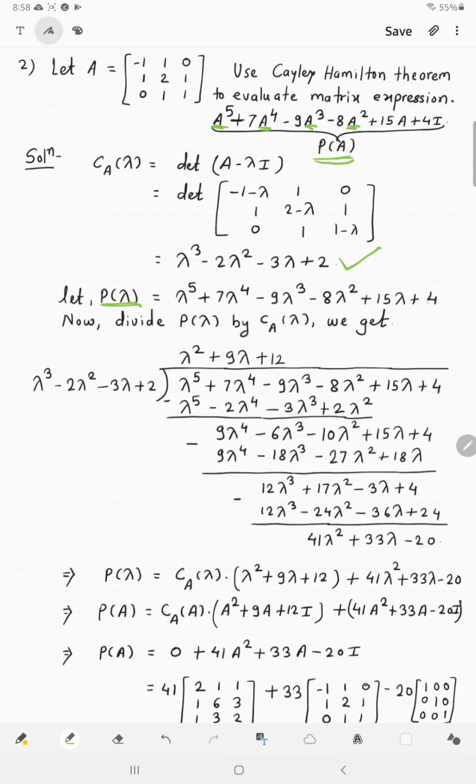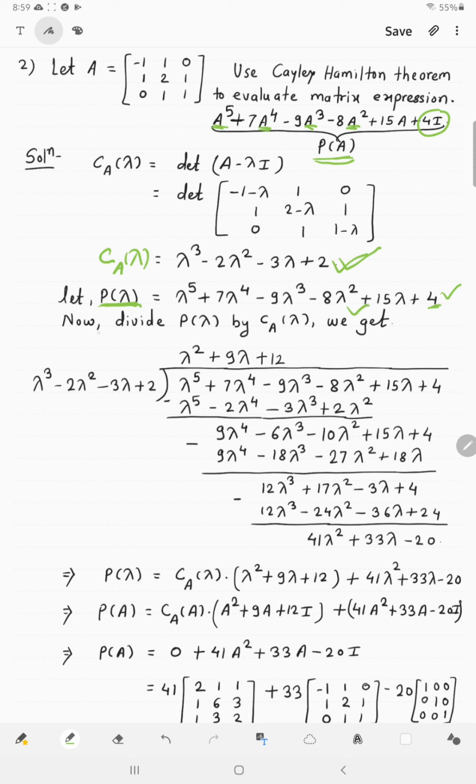So I have this polynomial: lambda raised to 5, plus 7 lambda raised to 4, minus lambda cube, minus 8 lambda square plus 15 lambda plus, now instead of 4i, I have written down only 4. Now we have two polynomials. Which two? We have p of lambda and the characteristic polynomial in lambda. So this is one equation and this is the second equation.